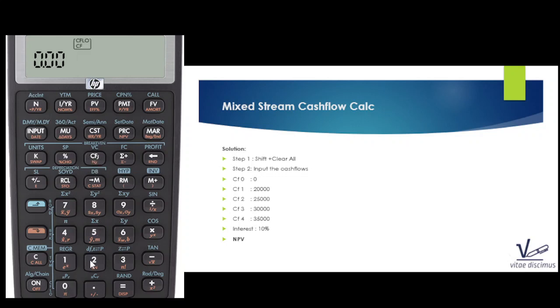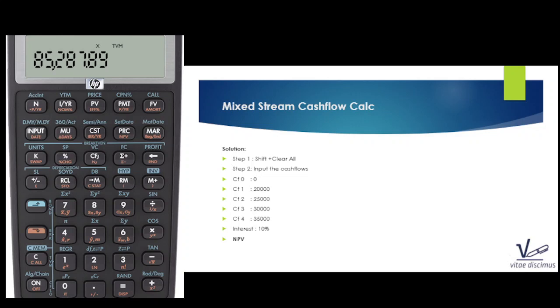Then the first cash flow that she's going to receive at the end of the year, which is 20,000, will be cash flow one. Then 25,000 will be cash flow two. Then 30,000 will be cash flow three. Then 35,000 will be cash flow four. Right. So after inputting this, we are then going to input the interest rate. Then we compute the net present value there.